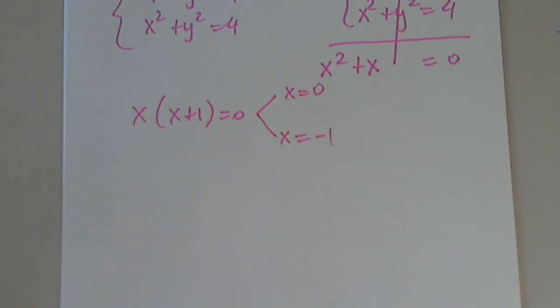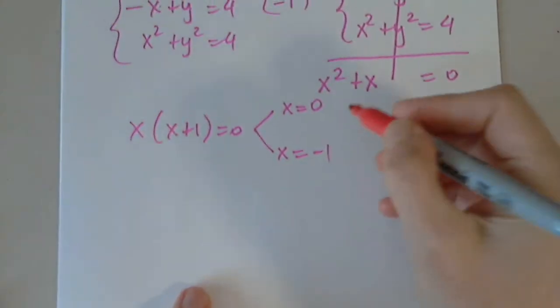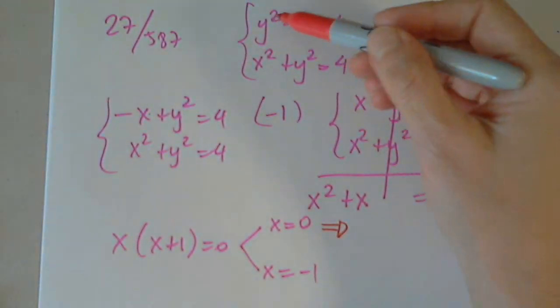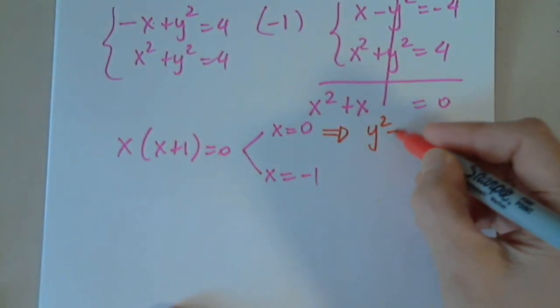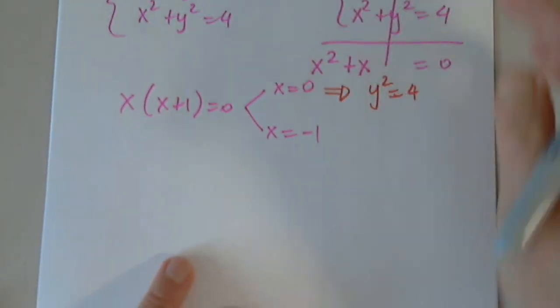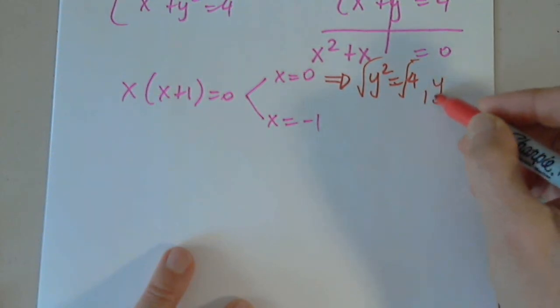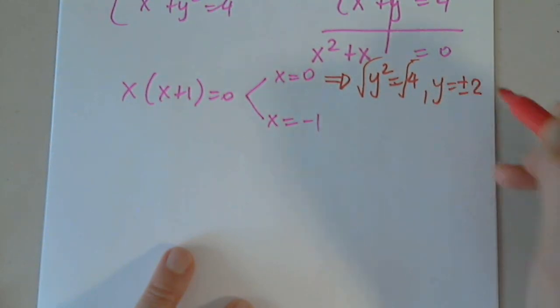If I determine x, I should be able to determine y. Not necessarily, but I should be. Okay, so x equals 0 means y squared equals 4, which we know has two solutions because we will take the square root, and we will not forget to write plus or minus 2.